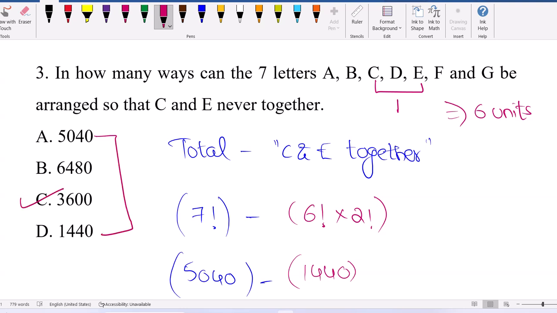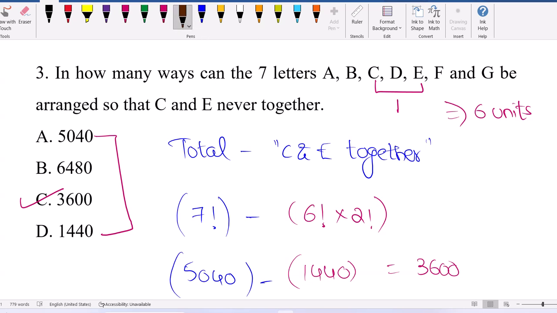5040 is total. 1440 is C and D together. But we want C and D never together. That is nothing but 3600. All options are related to the question only they are giving. 7 letters, this is how you can handle. 7 factorial ways, 7P7.